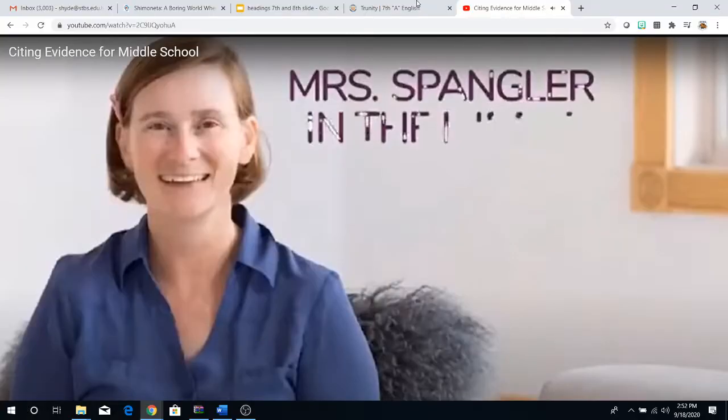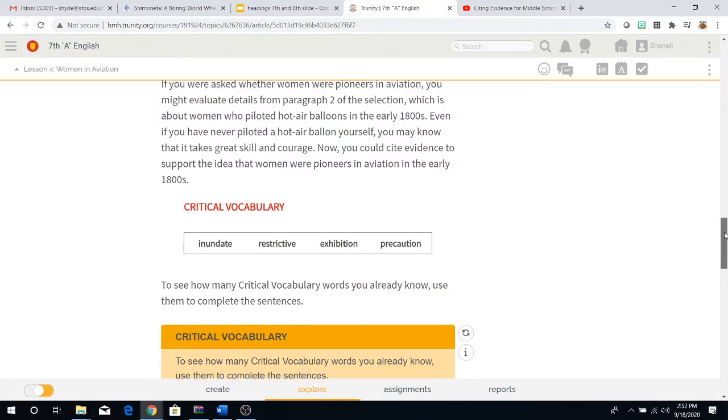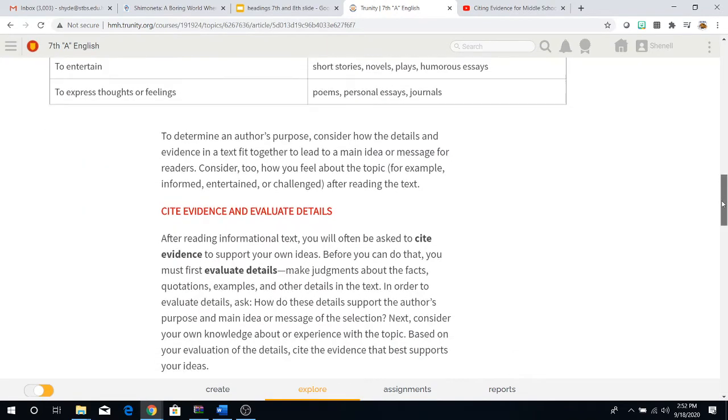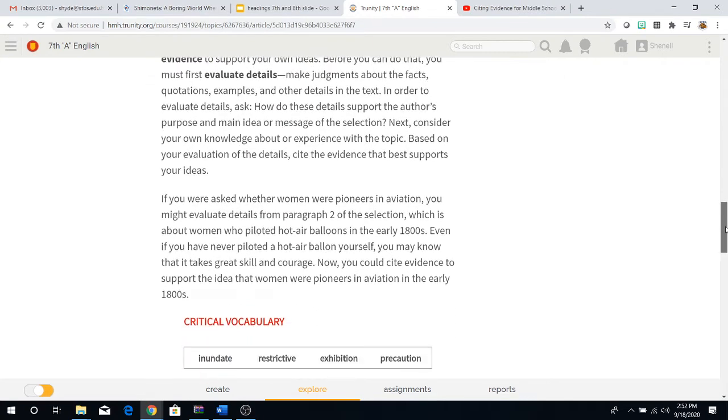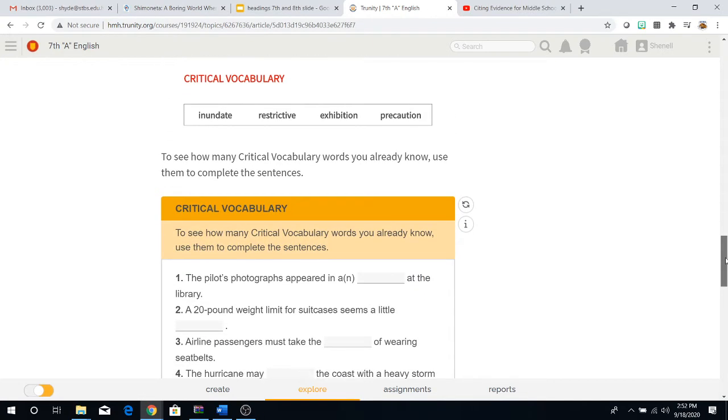Alright, so like I said, it was a quick video and it gave you 4 easy steps to follow when you need to cite evidence and evaluate details. Now, another thing we're going to be looking at today is the critical vocabulary for this story.